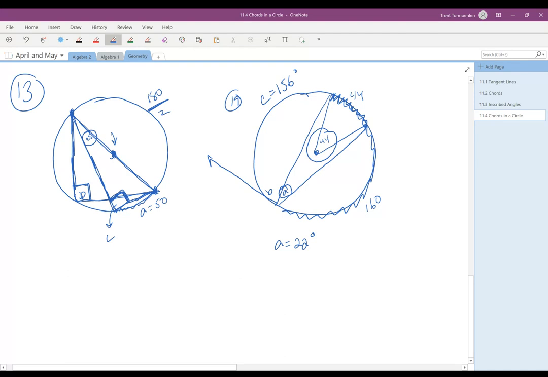And then B, well, whenever you have a tangent and a chord, the intercepted arc is between the point of tangency and the other side of the chord. And so we just calculated that C is 156 degrees. Well, this acts like an inscribed angle because it has its vertex on the circle. So it's just half the intercepted arc. So half of 156 is 78 degrees.